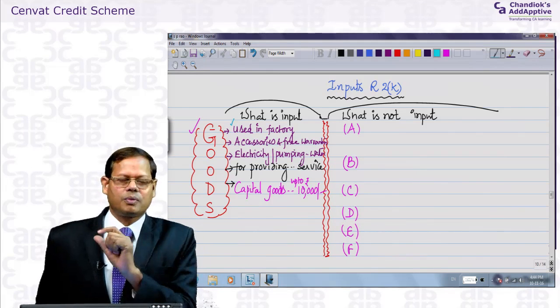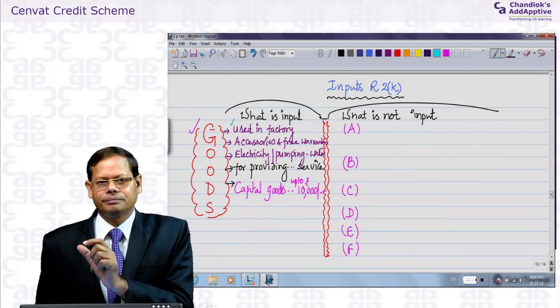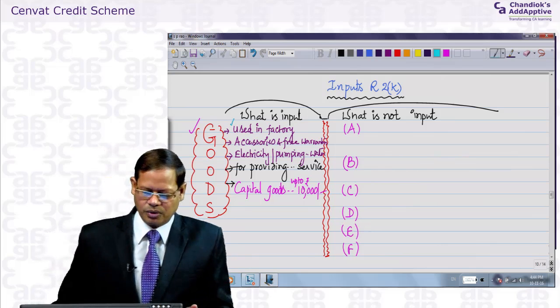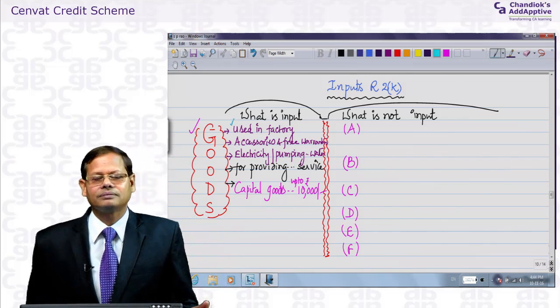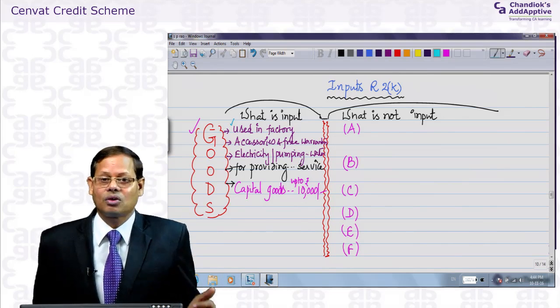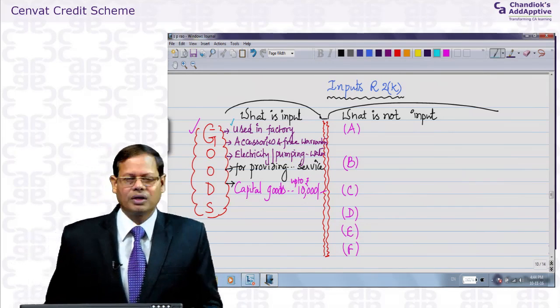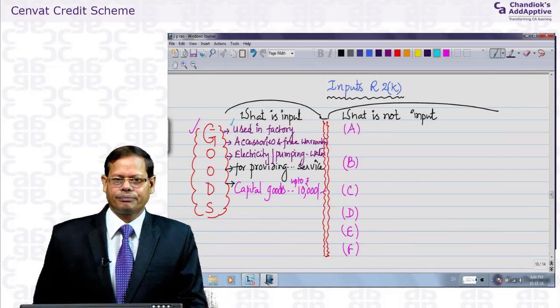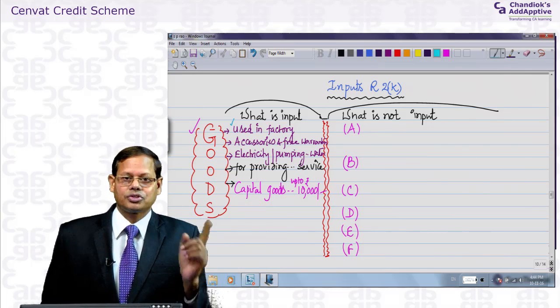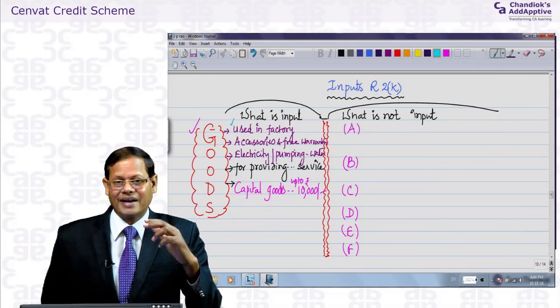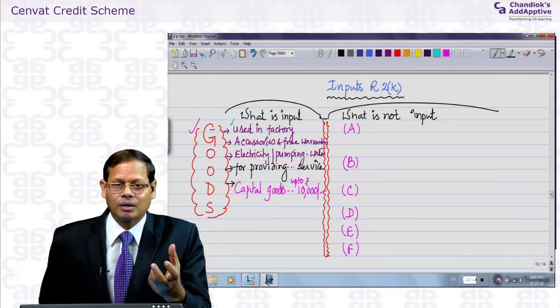So, all goods, first part: all goods used in the manufacture of final products, all goods used in the factory. So, that is talking about the manufacturer. Factory means manufacturer. The second one is accessories attached to the final product.